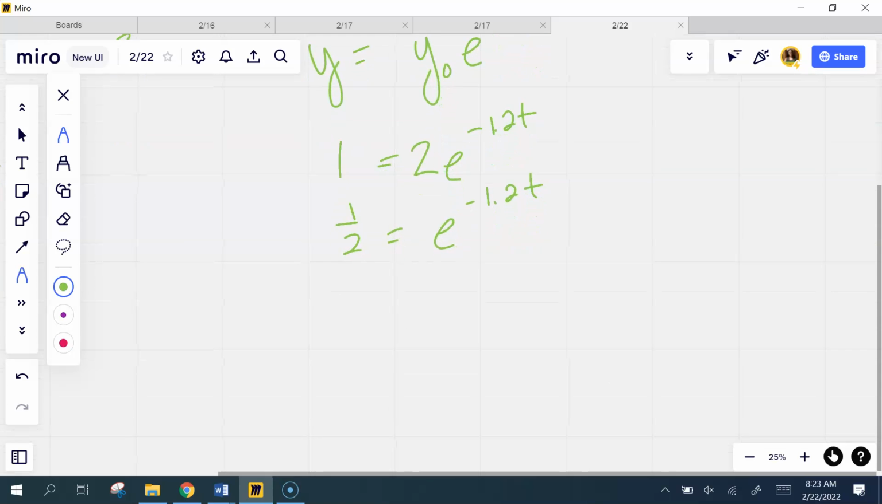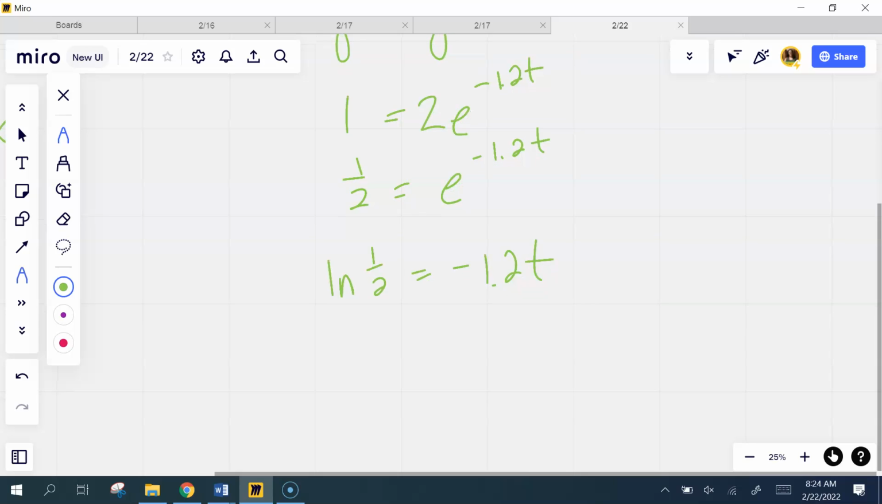So 1/2 equals e to the negative 1.2t, and now I just solve for t. So log both sides. The log of 1/2 equals negative 1.2t. This was calculator, so put this on your calculator and then divide by negative 1.2. And you should find that t is approximately 0.5776.